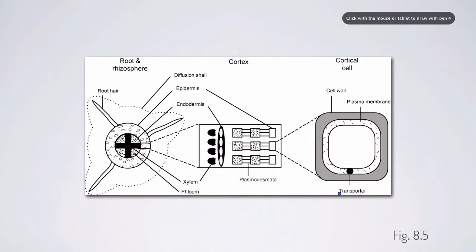The cortical cell is shown here, and essentially what this diagram shows is that there are transporters present in the plasma membrane. And that means for those nutrients to go into the cell, they're going to be brought into the cell via transporters, and that's going to require additional energy.